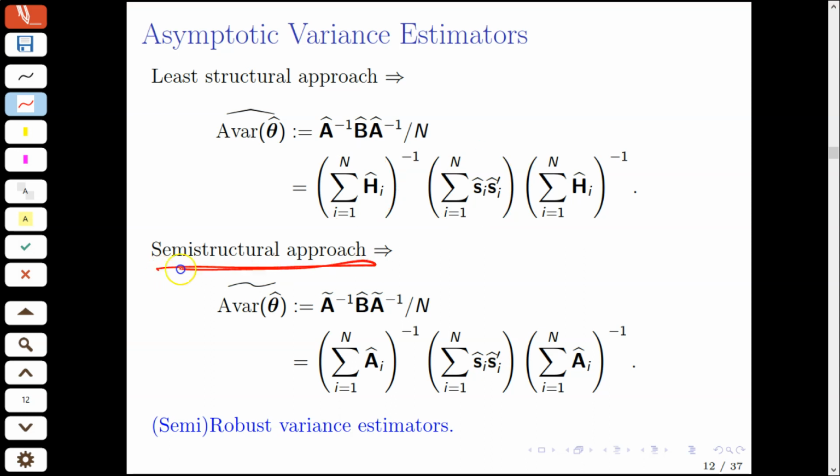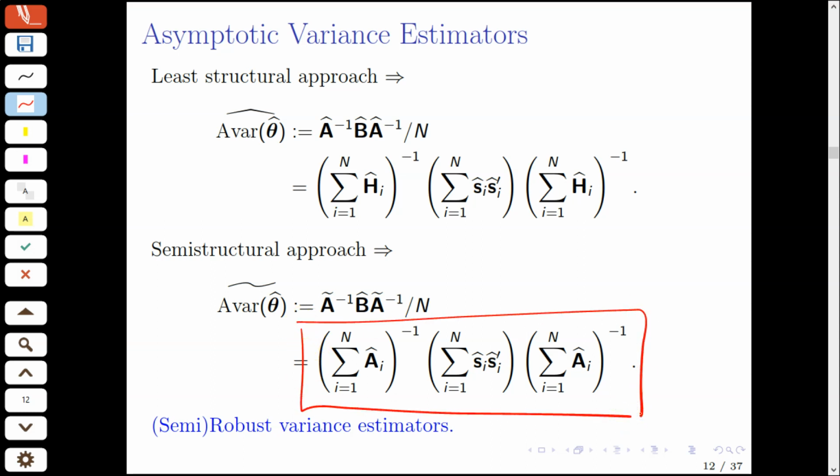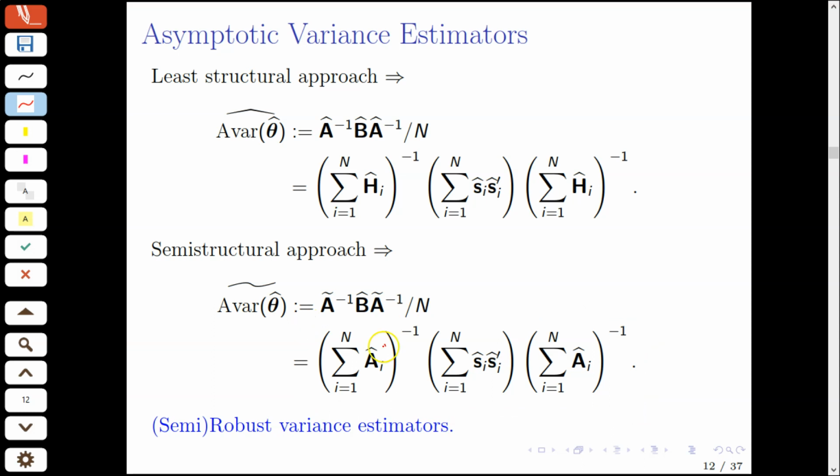When using the semi-structural approach, we use the same estimator of B naught, the meat part of the asymptotic variance, but now we're replacing our earlier A-estimator with the semi-structural one. That is, the approach that relies on slightly more structure. The resulting asymptotic variance estimator takes this form. Now we need to calculate not the sum of the estimated Hessian contributions, but the sum of the estimated conditional Hessian contributions.